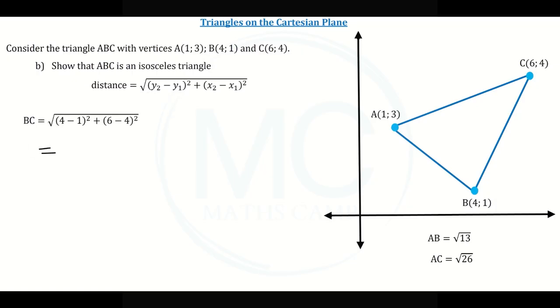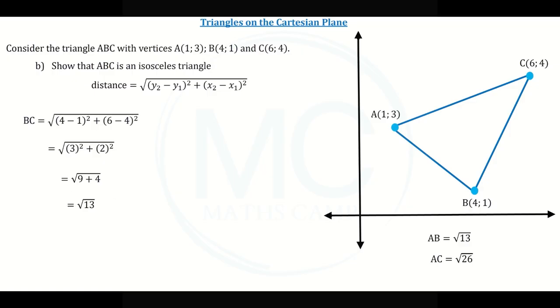4 minus 1 gives us 3. Let's put this into a bracket squared, plus 6 minus 4 is 2. We can put 2 into a bracket squared, all under a square root. 3 squared gives us 9, plus 2 squared, which is 4, under a square root. And finally, 9 plus 4 gives us 13, under a square root.